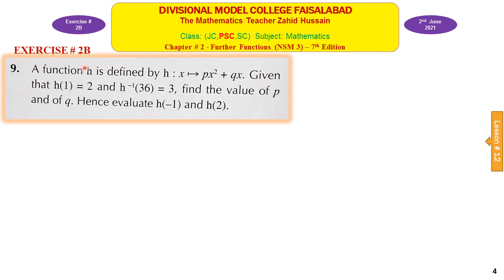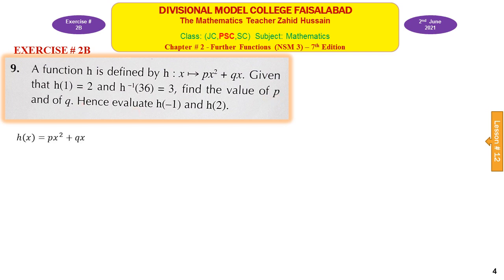In question number 9, a function is h, and this function is expressed by this expression px square plus qx. Again, there are two conditions given. One is the value of the function h when x is equal to 1 equal to 2, and value of the inverse function of h when x is equal to 36 is 3. You are asked to find the values of p and q.